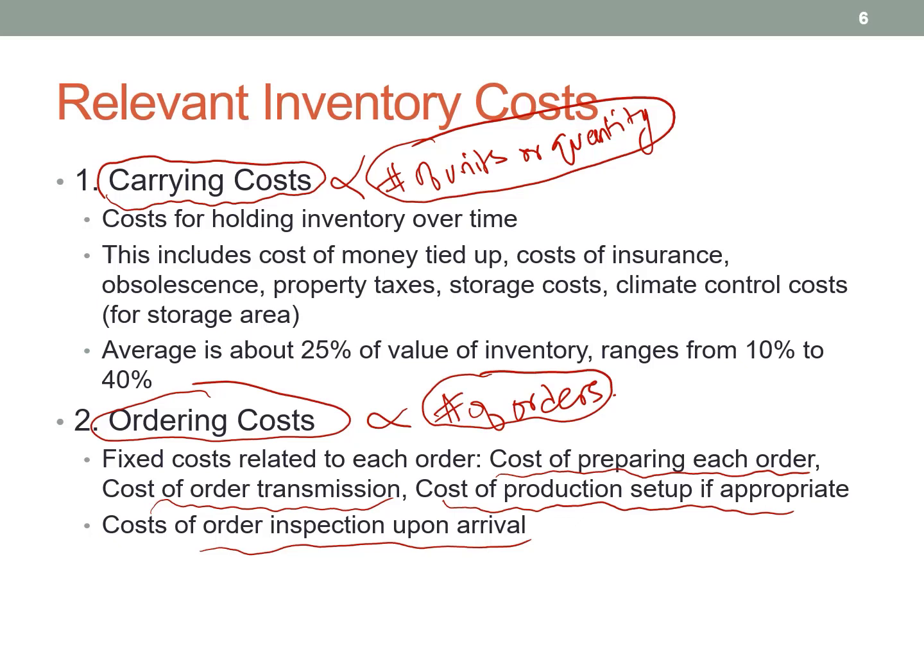So small frequent orders are going to have high ordering cost, and large infrequent orders tend to have smaller ordering costs because you place fewer orders.